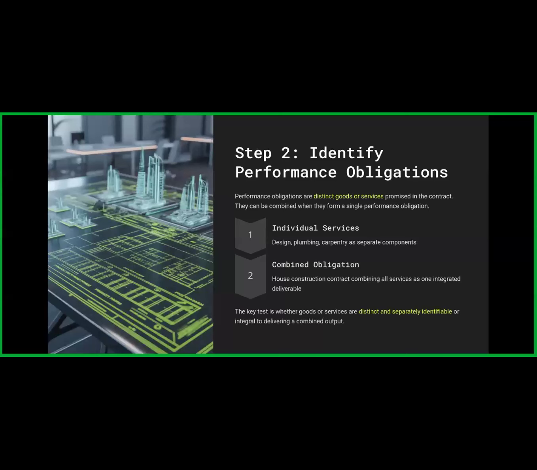Whatever the customer wants from the company, what performance the customer wants, this we identify in step number 2. The key test is whether the goods or services are distinct or separately identifiable, or integral, delivering a combined output. Does the customer want the combined services, or does the customer want the individual services? That is how we identify the performance obligations.